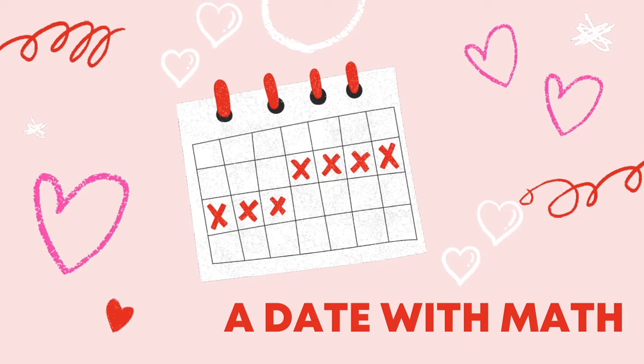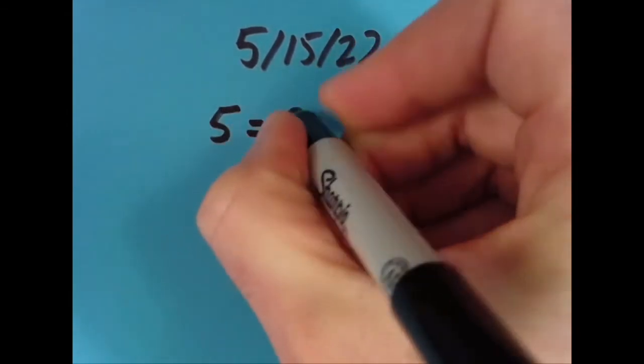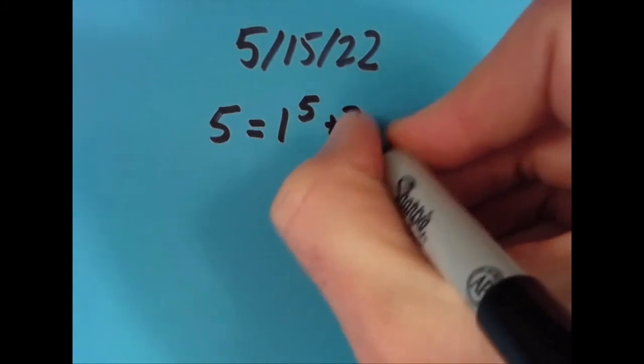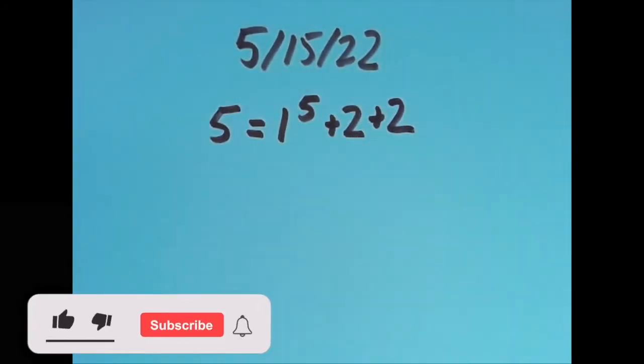A day with math. Hello, today is May 15th, 2022, or 5-15-22. And what I'd like to do today is make an equation out of the digits in today's date and keep those digits in order. So what I came up with was that 5 equals 1 to the 5th power, which is 1, plus 2, which is 3, plus 2 again, which is 5.